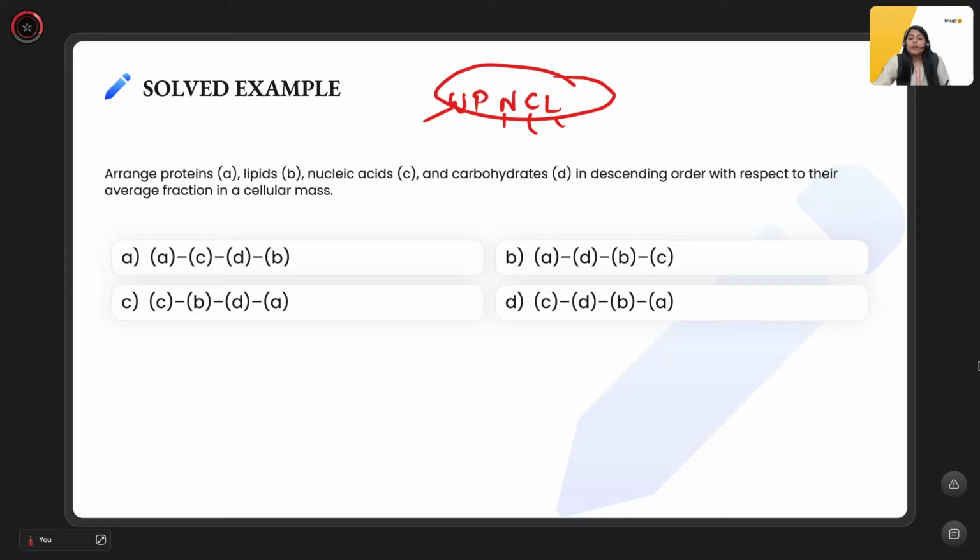So here you have protein, lipids, nucleic acids, and carbohydrates, and we have to arrange them in descending order. Obviously protein is going to come first. After protein, there will be nucleic acid. After nucleic acid, carbohydrates. And after carbohydrates, lipids. So A, C, D, B. Now this is option 1, as you can see, A, C, D, B. This is going to be your correct answer.